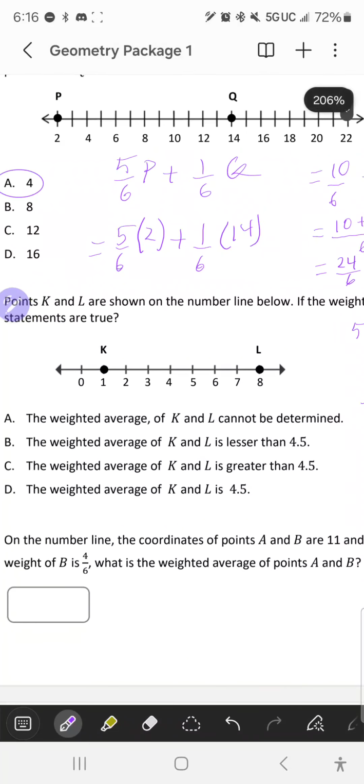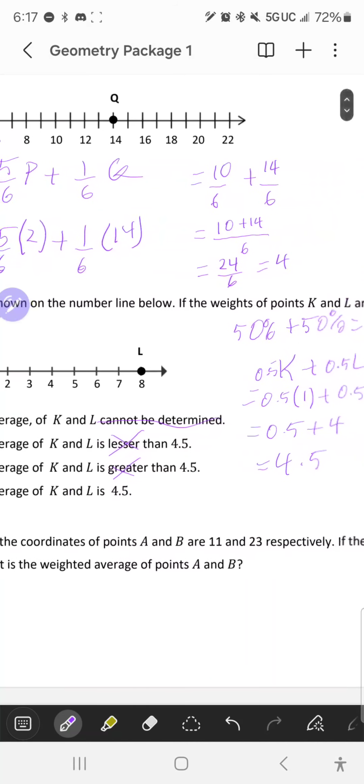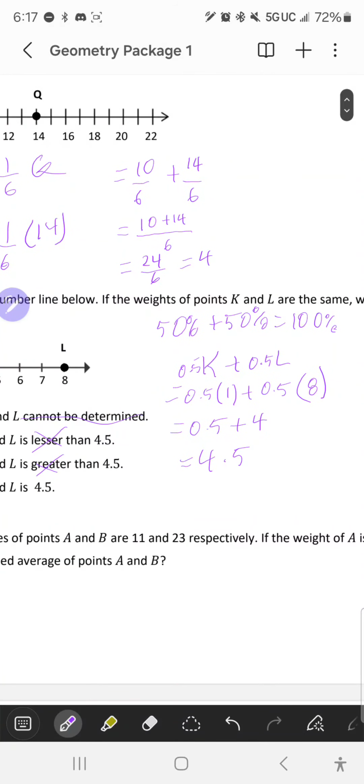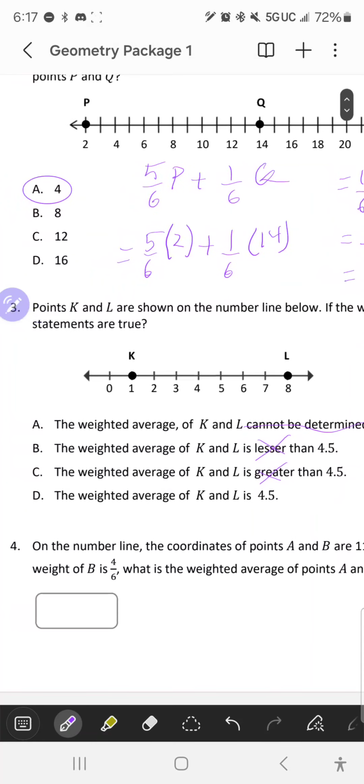And when we read our options, we get lesser than 4.5, false, greater than 4.5, false, cannot be determined. In very few cases is this going to even be an answer, since most of the time we can calculate the things. So in this case, cannot be determined is false. If we see, we can calculate it. So we have choice C that states that the weighted average of K and L is 4.5.